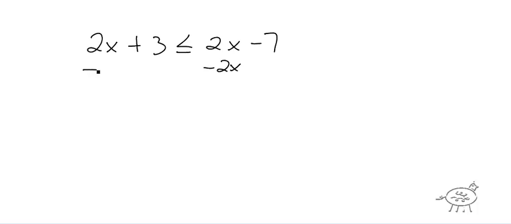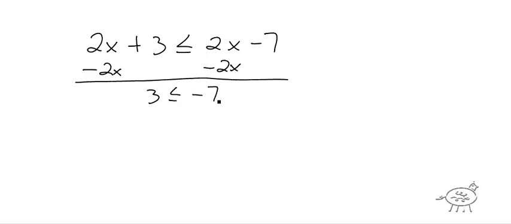If I have 2x plus 3 is less than or equal to 2x minus 7, my suggestion is to move the x's over, and you can tell right away that this is going to be a special case because I have 2x on both sides. So I'm going to subtract 2x from both sides, and you get 3 is less than or equal to negative 7. Obviously that's false, 3 is greater than negative 7. So the answer to this one is NSB, no solution, baby.